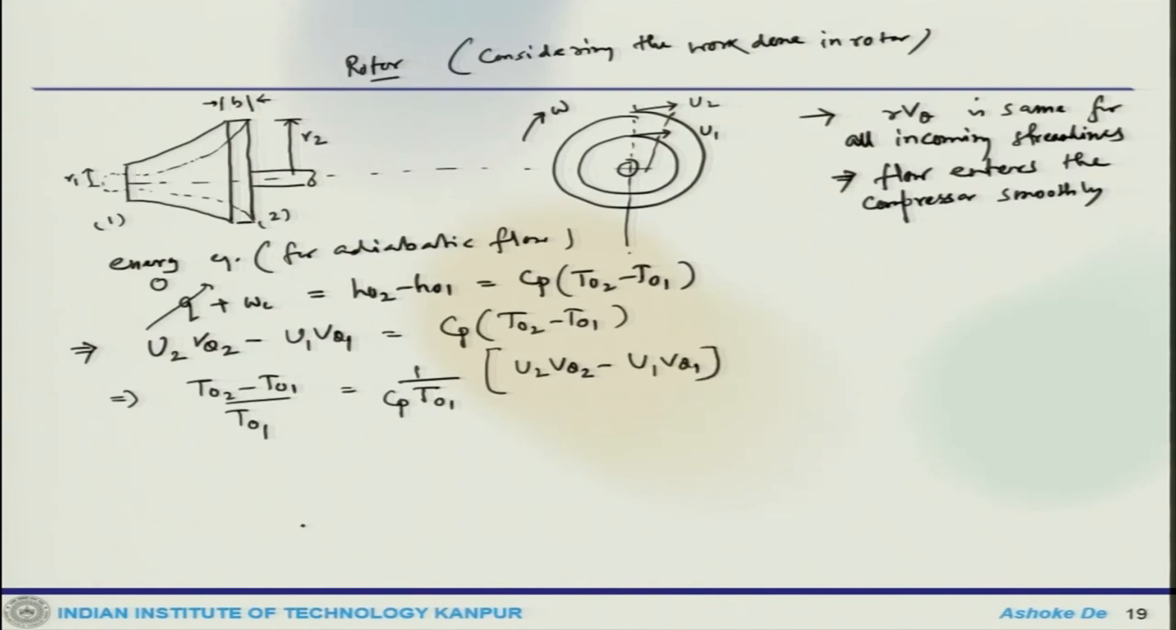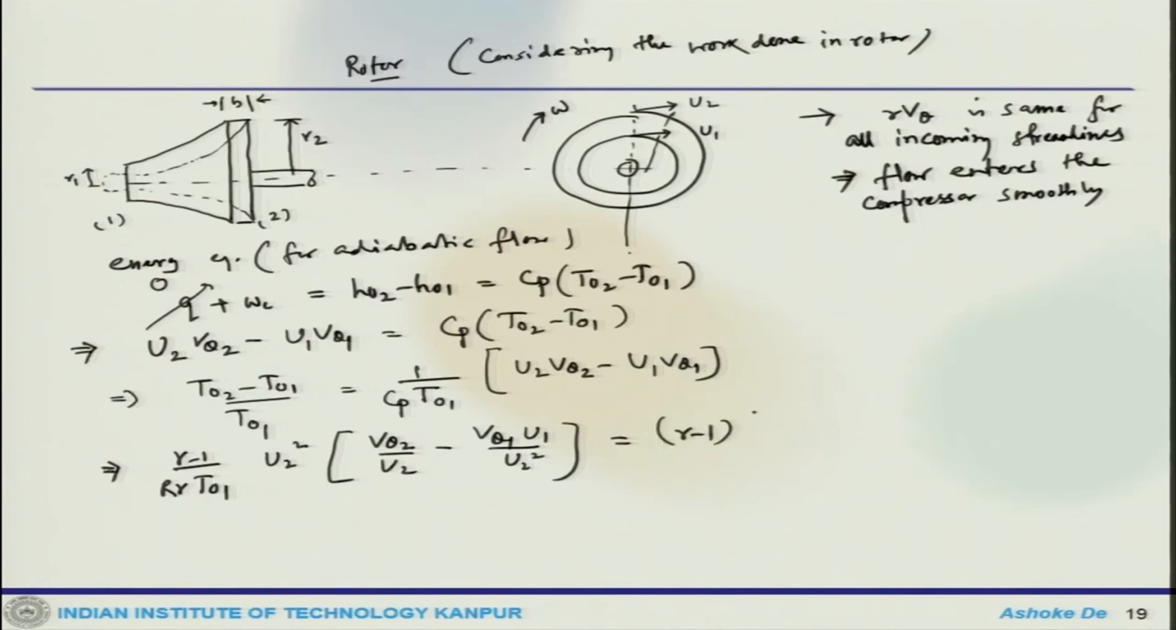Now, you can expand this term, which one can write as gamma minus 1 by R gamma T naught 1 times U2 square into V theta 2 by U2 minus V theta 1 U1 by U2 square, which is gamma minus 1 U2 square by A naught 1 square times V theta 2 by U2 minus U1 V theta 1 by U2 square.